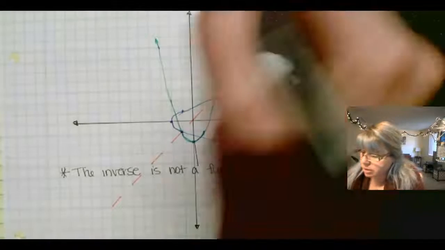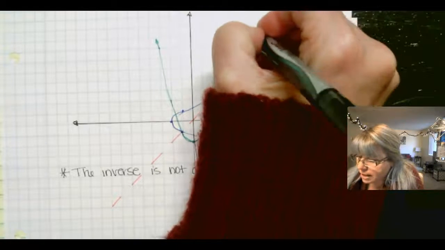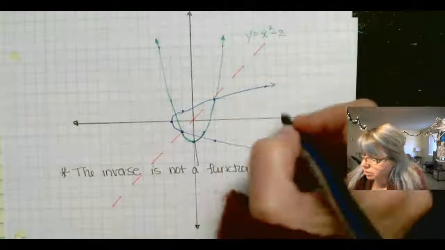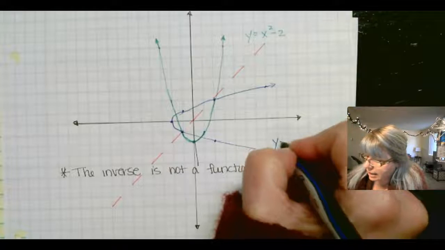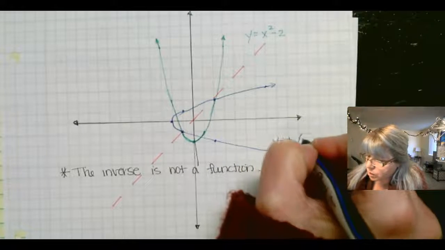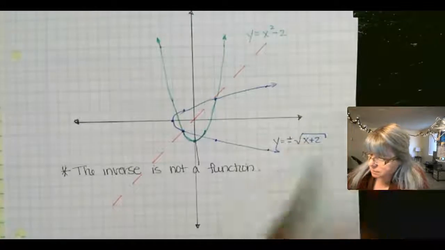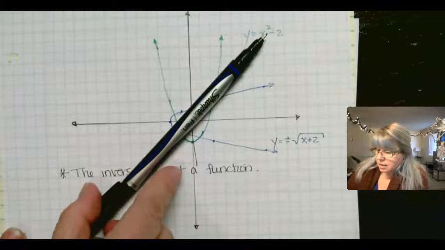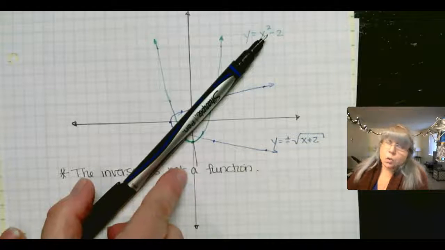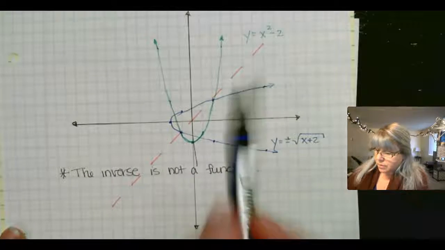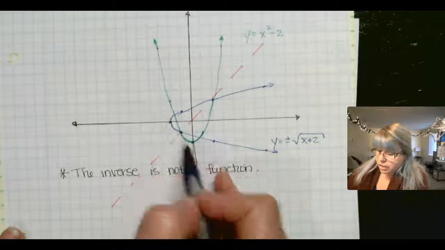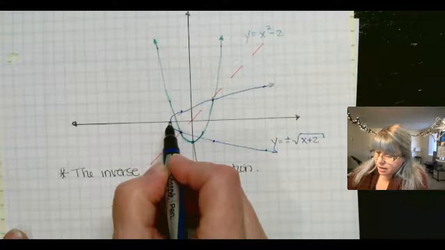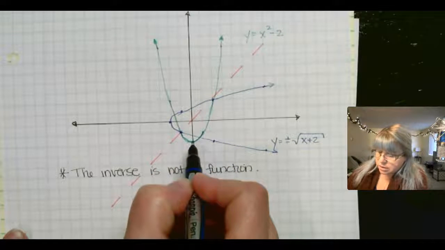The green function was our original function, y equals x squared minus 2. And the blue function was its inverse, y equals plus or minus the square root of x plus 2. Again, you'll see that along the y equals x line, the points mirror each other. There's symmetry. I had (-2, 0), and therefore I'm going to have (0, -2). They're symmetrical.